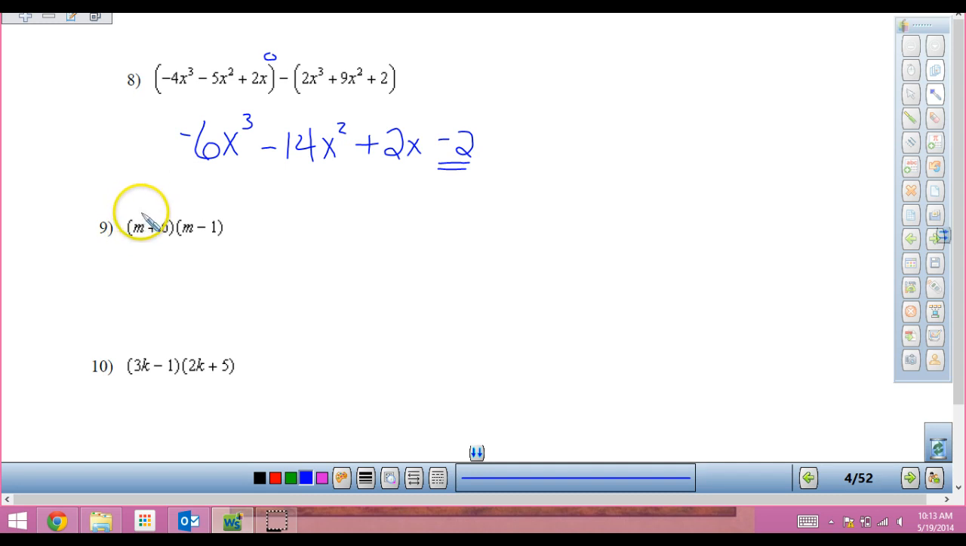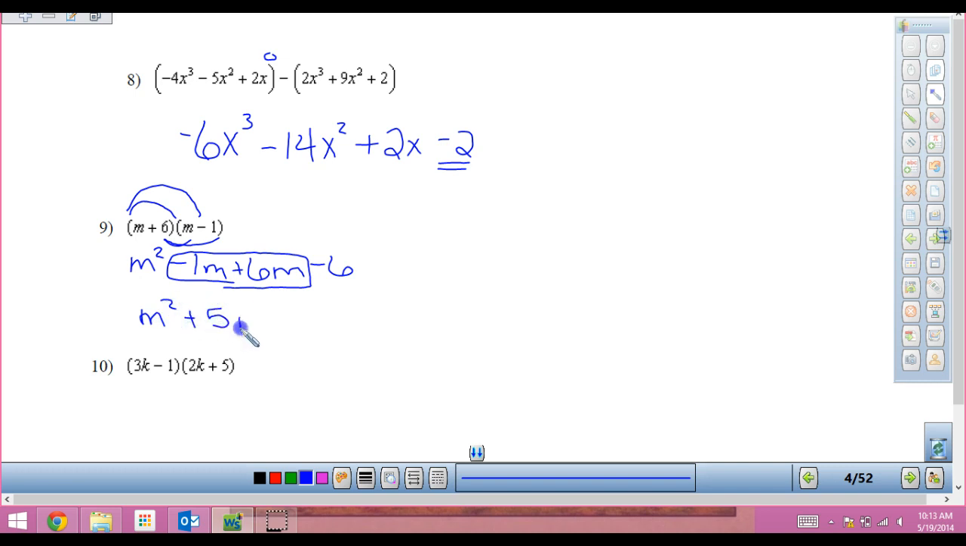Okay. Now we have distributing again. So m times m gives us m squared. M times negative 1 is minus 1m. 6 times m is plus 6m. And then 6 times negative 1 is minus 6. We need to combine our middle terms. So we get m squared plus 5m minus 6.